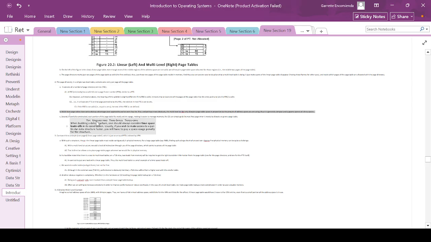Multi-level page tables have some obvious advantages over approaches we've seen thus far. First, and perhaps most obvious, the multi-level table only allocates page table space in proportion to the amount of address space you are using. So it only allocates page table space which contains the actual pages that are valid.